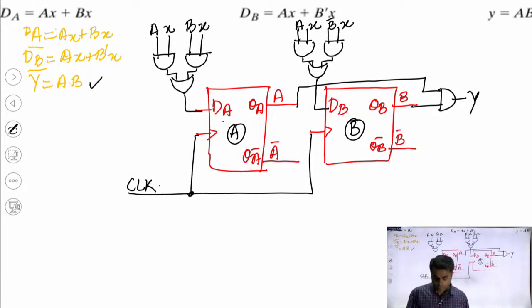Okay. So I think it is clear. So with this we come to the end of this designing part as well.